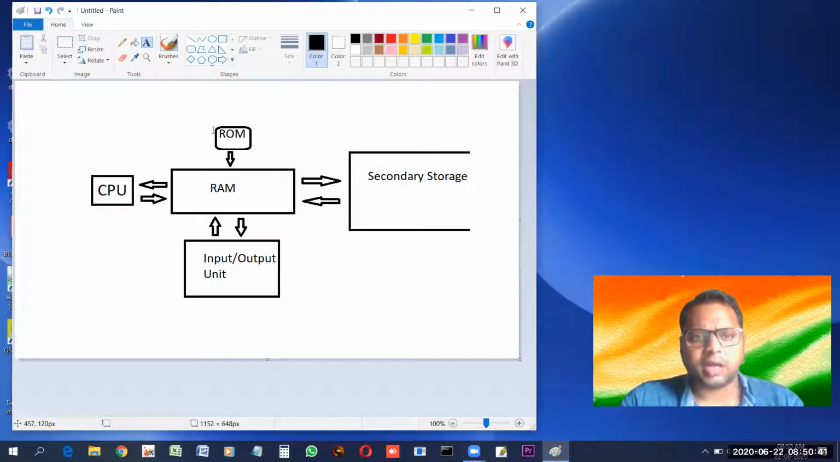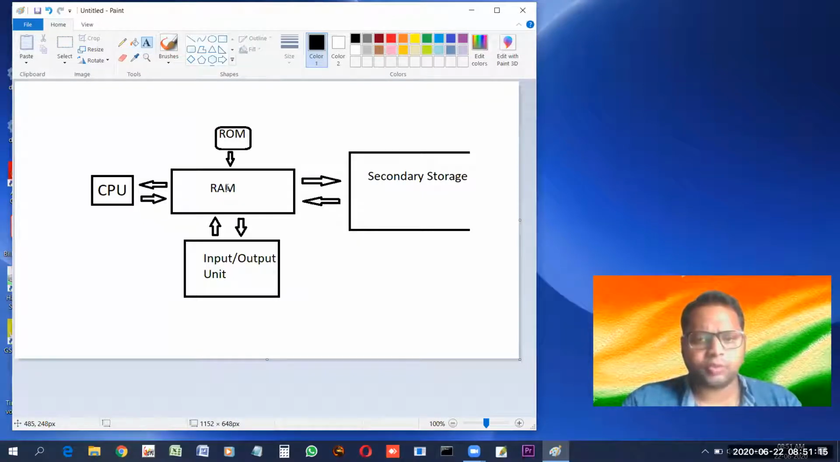Further, we can see how ROM is also connected with RAM. Since ROM is a read-only memory, the instructions which are there in ROM are read by RAM. What does a ROM contain? ROM contains vital instructions, very important instructions, which are important in the beginning.